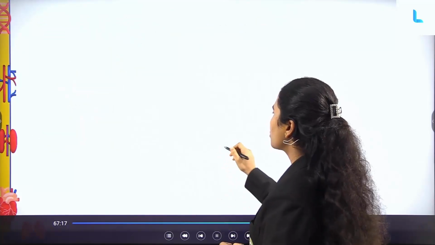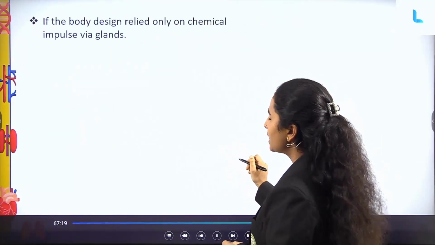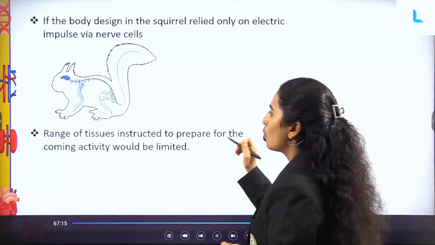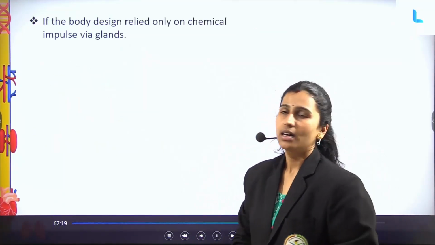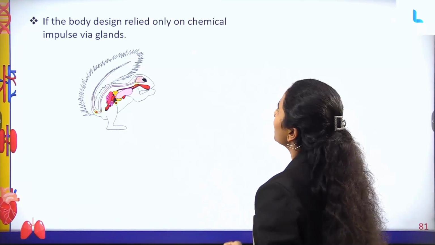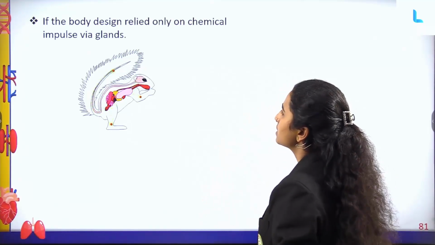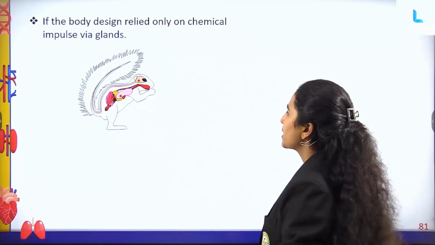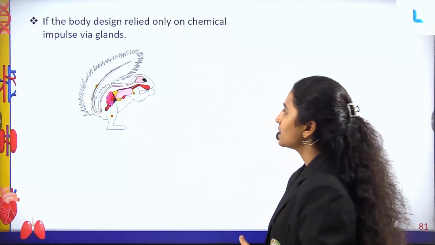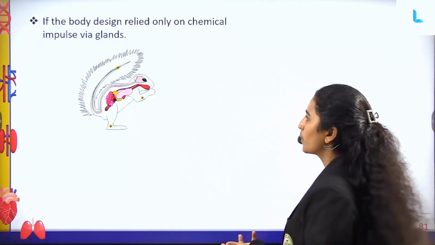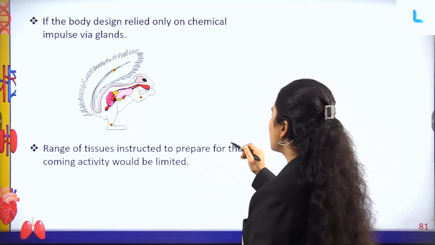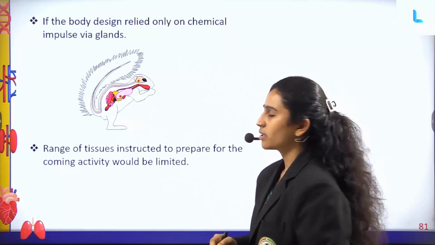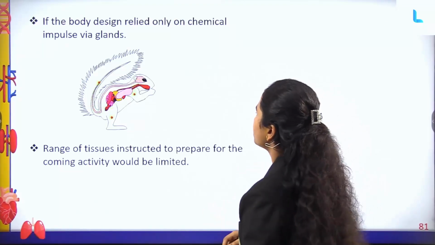So the range of tissues instructed to prepare for this fight would be coming very limitedly. So it would be very late. So what if the body design relied only on the chemical impulses like glands? So if it was only through glands, then the reaction would also be very slow. So the range of tissues instructed to prepare for the coming activity would also be limited here.